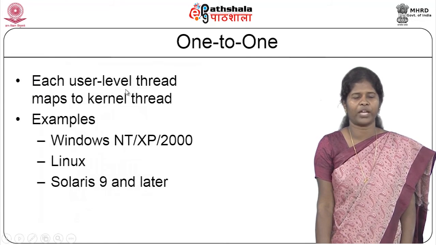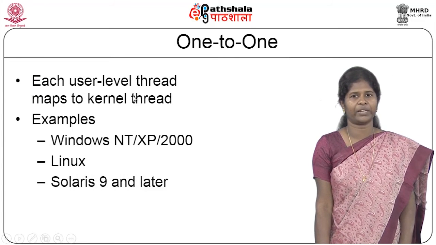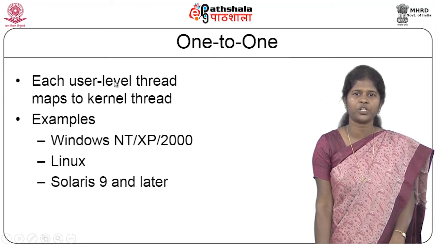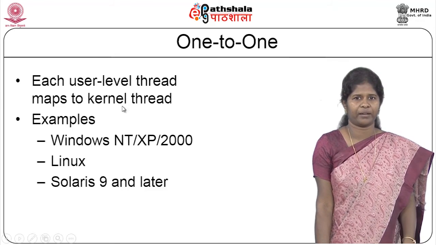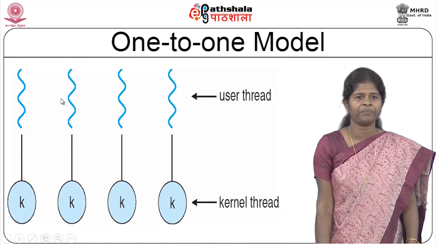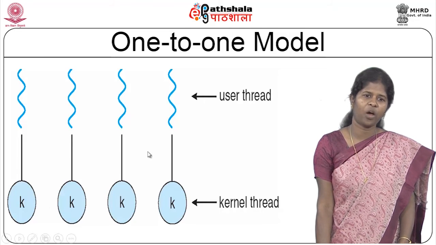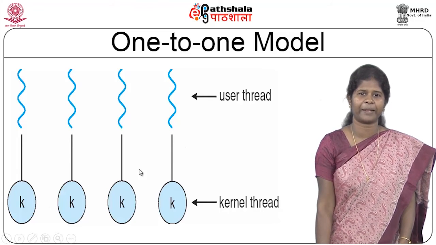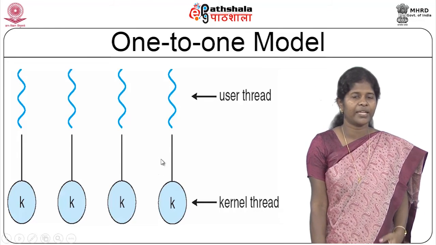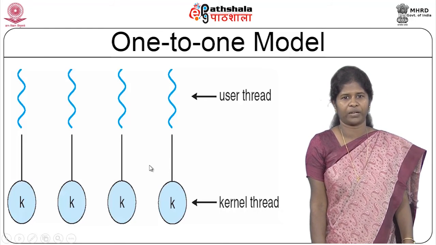And if you look at the one-to-one model, for each user level thread, a kernel level thread has to be created. Each user level thread is mapped onto a kernel level thread. And hence, see here in this example, there is a user level thread corresponding to each kernel level thread, and all these threads can execute concurrently. And hence, concurrent execution is better in the case of the one-to-one model compared to the many-to-one model.